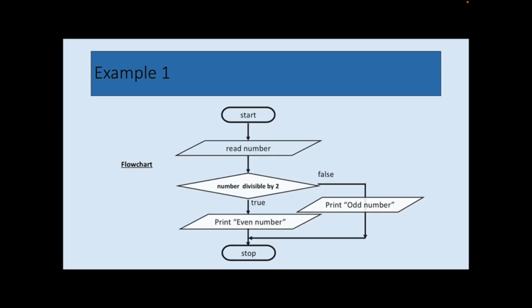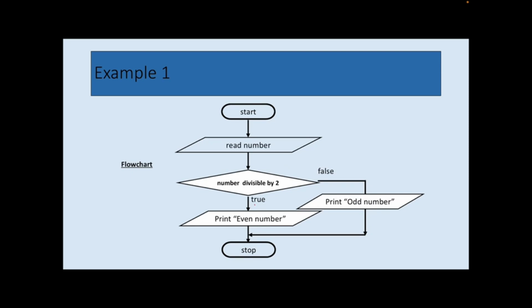And if we convert it into a flowchart: start, read number, number divisible by 2. If true, we print even number, and if false, we print odd number, and then stop. So if you compare the dual selection with the single selection, the difference here is in the false statement. For the single selection, if false, it goes to stop. But for the dual selection, it has an action for the false condition.